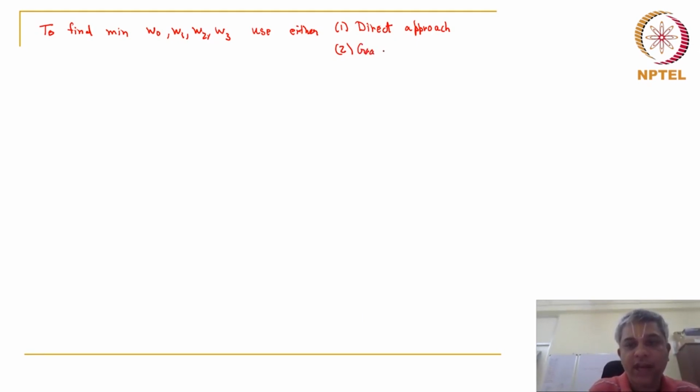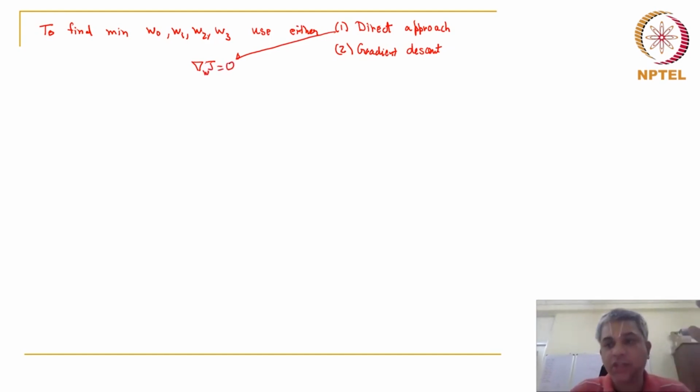What is the direct approach? Direct approach is we directly solve for grad J with respect to w equal to 0. That is del J del w0 is 0, del J del w1 is 0, etc. Gradient descent, all of you have seen, both in the exam as well as in the class. So in either case, I have to calculate grad J. So let us first do that.